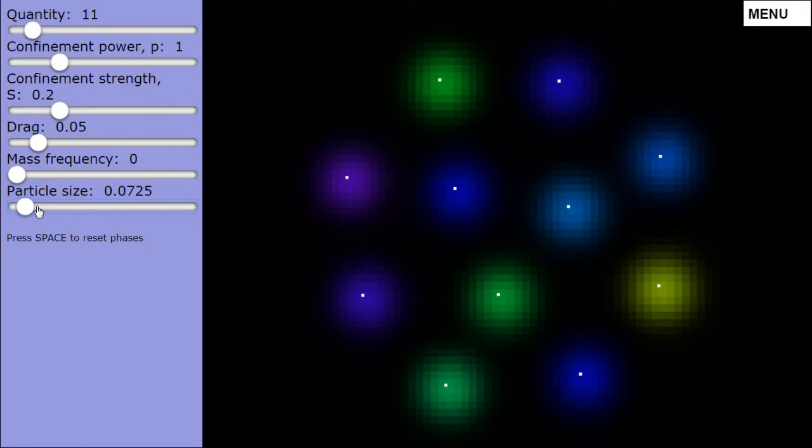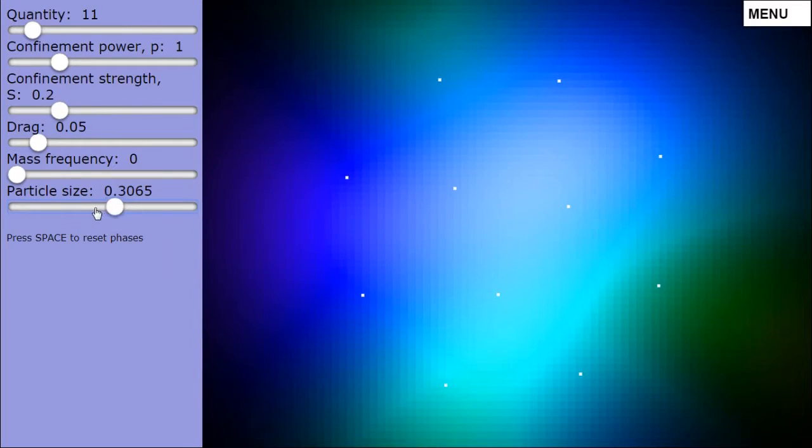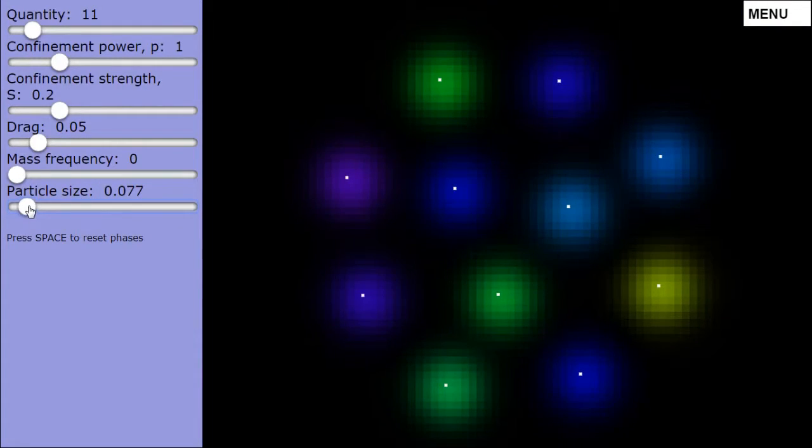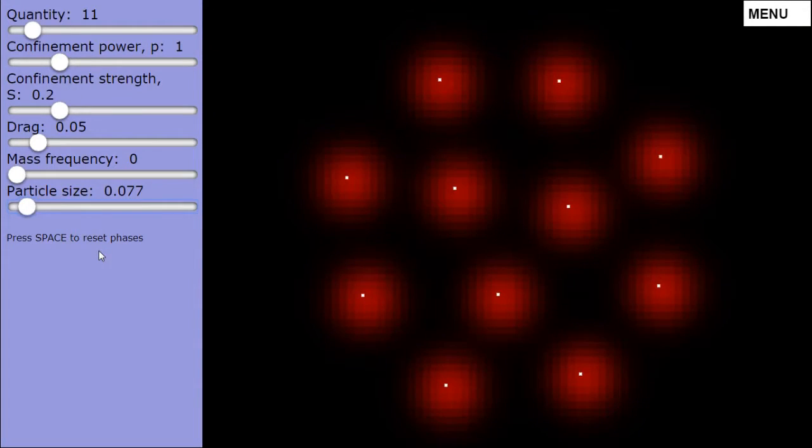The width of each Gaussian peak can also be adjusted using a slider on the left. The peaks can be made very large so that the interference between them can be studied. They can also be made very small, and this allows you to study the phase relationship between adjacent particles.